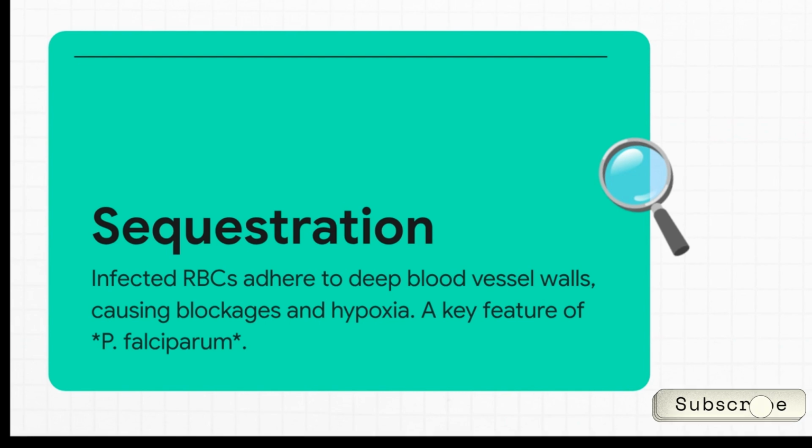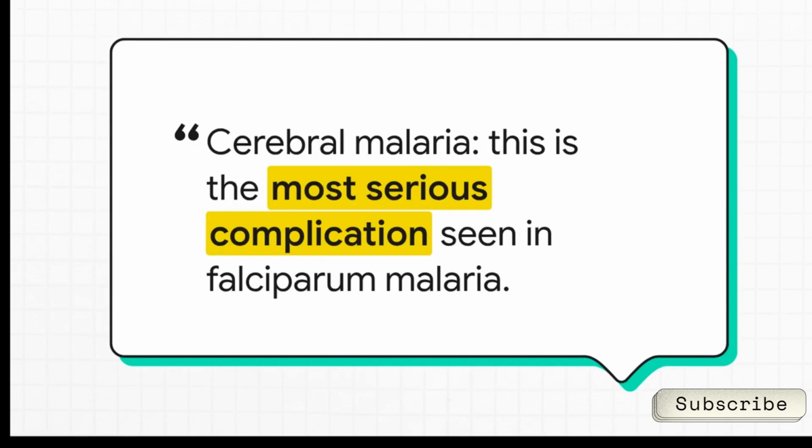But then there's P. falciparum. This one plays a completely different and way deadlier game. And the keyword you have to remember is sequestration. What does that mean? The red blood cells infected with falciparum get all sticky. They start clinging to the inside walls of the tiny blood vessels, especially in crucial organs like the brain and kidneys. This creates tiny traffic jams, blocking blood flow, starving the tissue of oxygen, and it also lets the parasite hide from the spleen. And I want to be absolutely clear about this. Sequestration isn't just some interesting biological detail. It is the very reason falciparum is the killer.